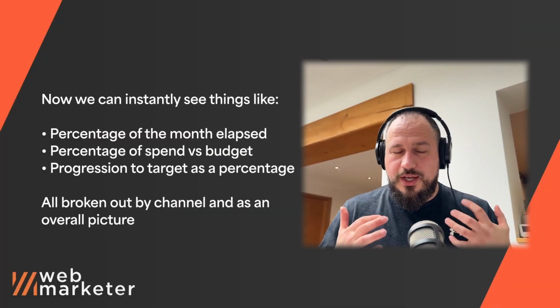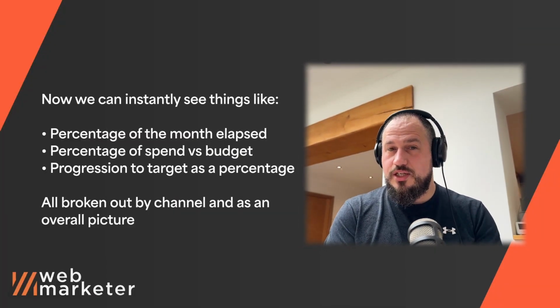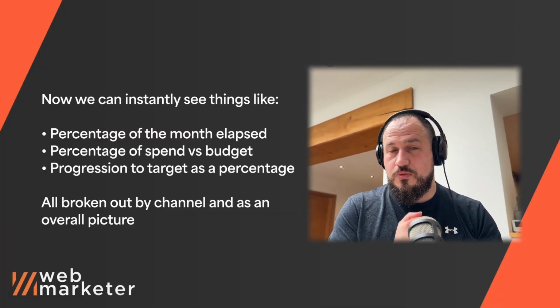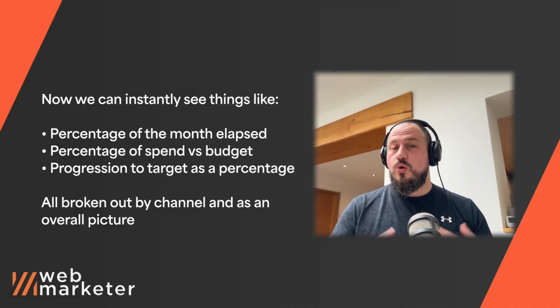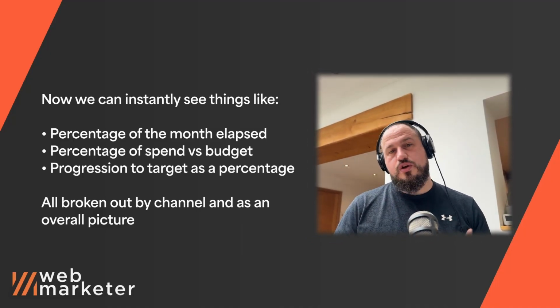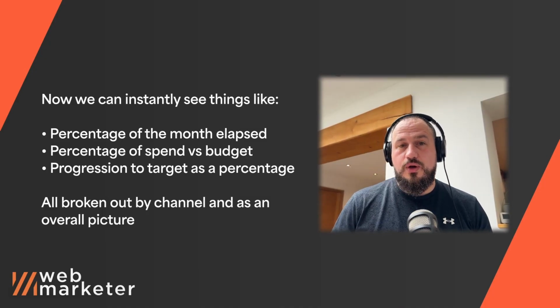So now we can instantly see things like percentage of the month elapsed, percentage of spend versus budget, and progression to target as a percentage, all broken out by channel and as an overall picture, and all included in our weekly pulse reports too. Going through this process, which was a bit of a roller coaster, ended up saving us more than 40 hours per month, which was redirected into doing more valuable work for clients.